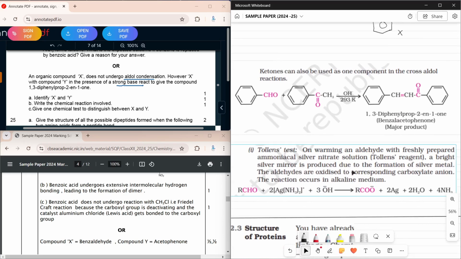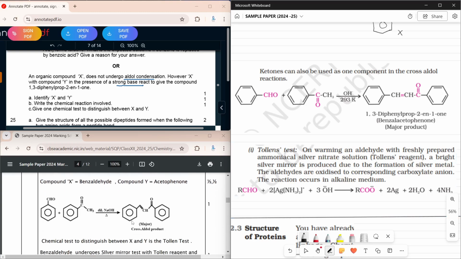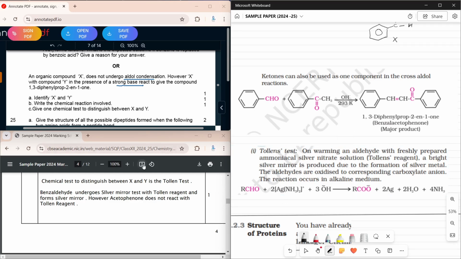So when we warm it in ammoniacal silver nitrate, it forms a silver mirror inside the test tube. Actually, it's pretty cool. I've done it. But basically, the Tollens reagent with benzaldehyde will give us a product. However, the acetophenone does not react with Tollens reagent. And that's how we are able to distinguish between the two.